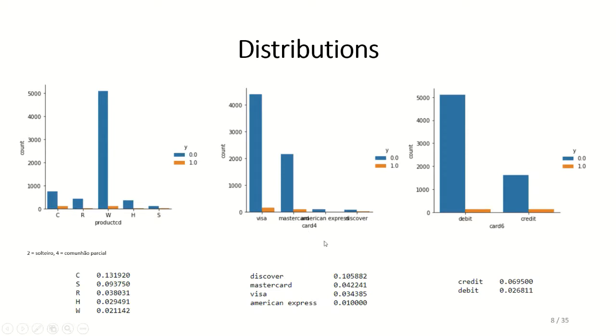And about the cards, you have some different data about the cards that are being used. And for the discover flag, you have more cases of fraud than in some other flags. And for credit, you also have more fraud.